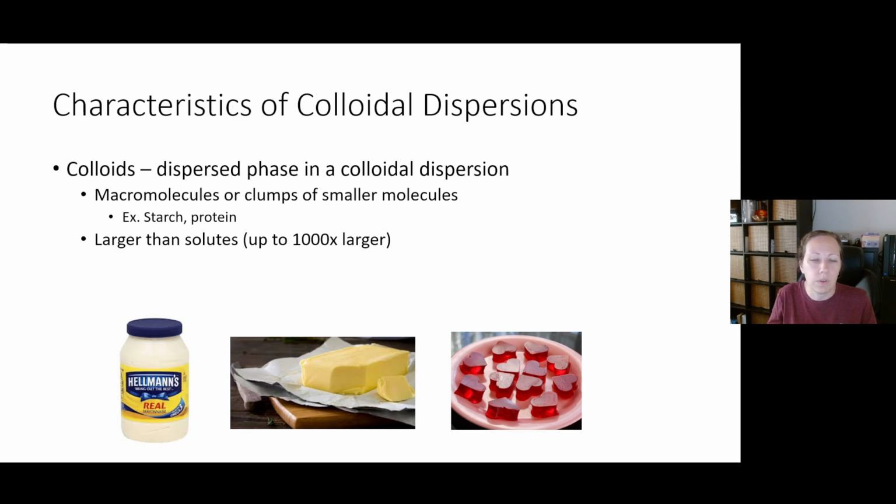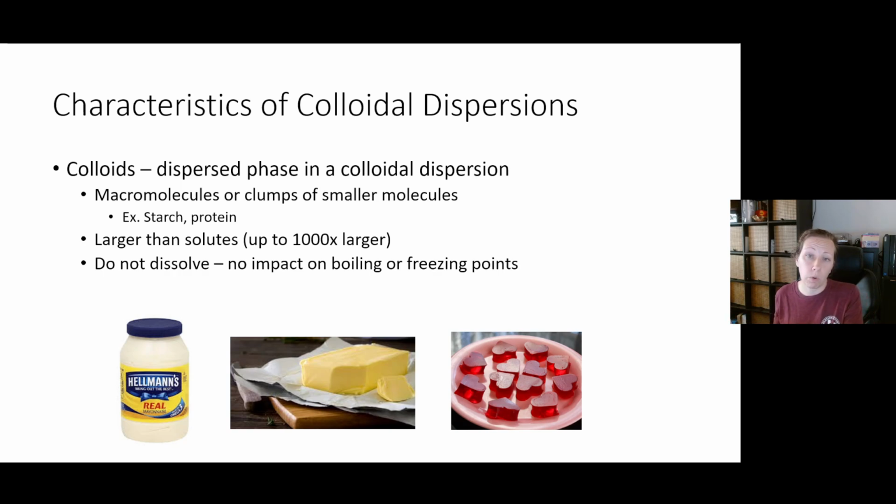So, like we've said, these are going to be larger than solutes, up to 1,000 times. And they are not going to dissolve, okay? So they are not going to be forming the same type of interactions with the water, and therefore they will not impact boiling or freezing points. Okay, so we've talked before about salt, how salt affects boiling and freezing points, how sugar affects boiling and freezing points. Colloids do not affect the boiling or freezing points of their mixture.